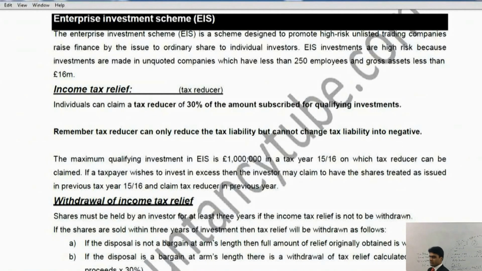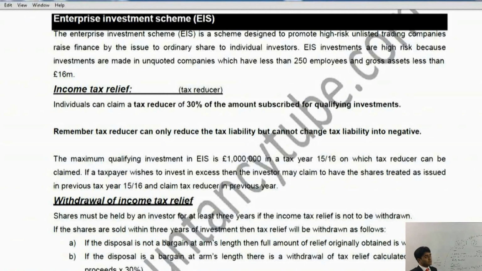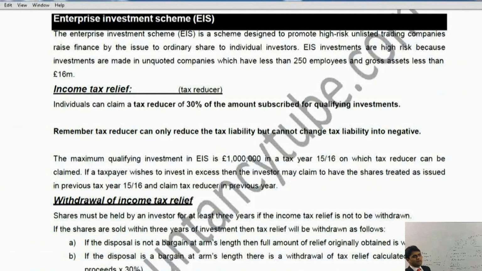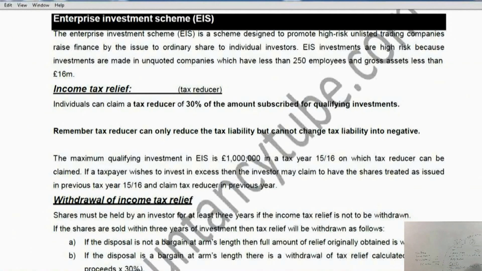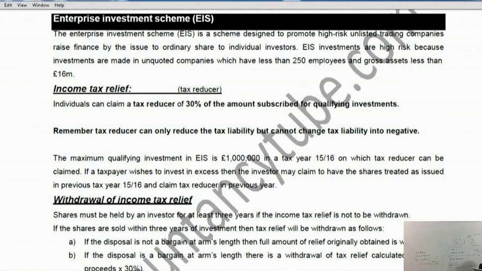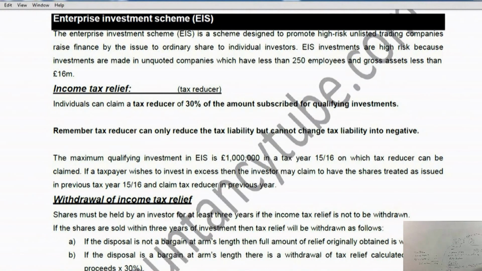Now after that it says income tax relief. Now there are two types of relief. First I told you the income tax, which I have just told you. There is another benefit as well, which is CGT relief, which I will tell you in a minute. But this is income tax relief, which I just explained you on the board. Now it says in here on the notes, individuals can claim a tax reducer of 30% of the amount subscribed for qualifying investments. So whatever you invest in these companies, EIS, you will get 30% tax reducers on that.